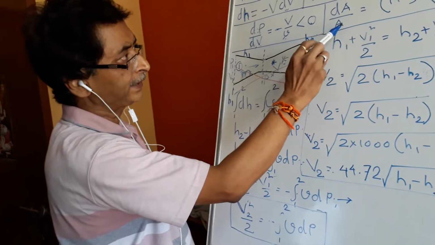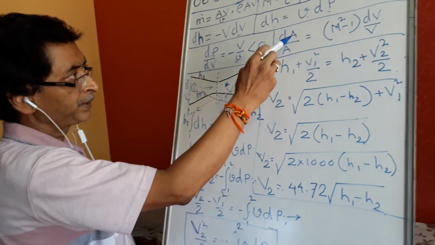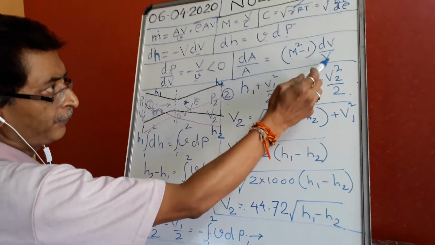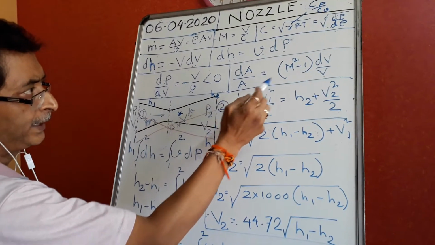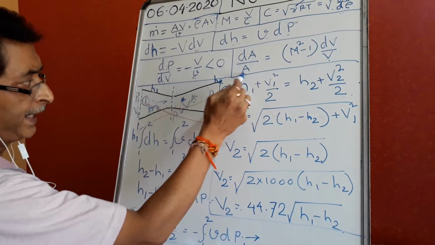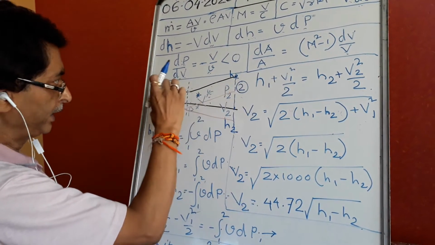We came to know another relation, that is dA by dV, the change of area with respect to change in velocity. So dA by A is equal to M squared minus 1 times dV by V. V is the velocity, A is the area at any point.